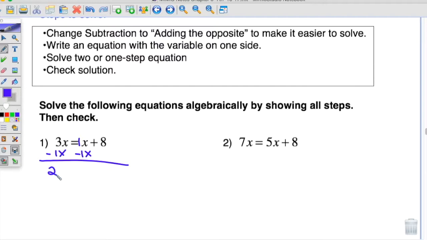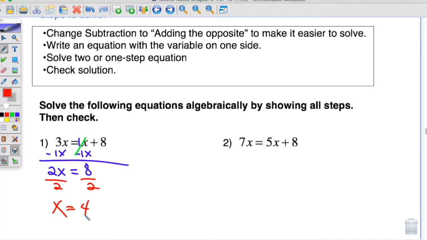So on the left, we have 2x is equal to, and the 1x minus x becomes 0, and we're left with 8. Now we're solving the one-step equation. So we're going to get the x by itself, so we're going to divide both sides by 2, so x is equal to 4.